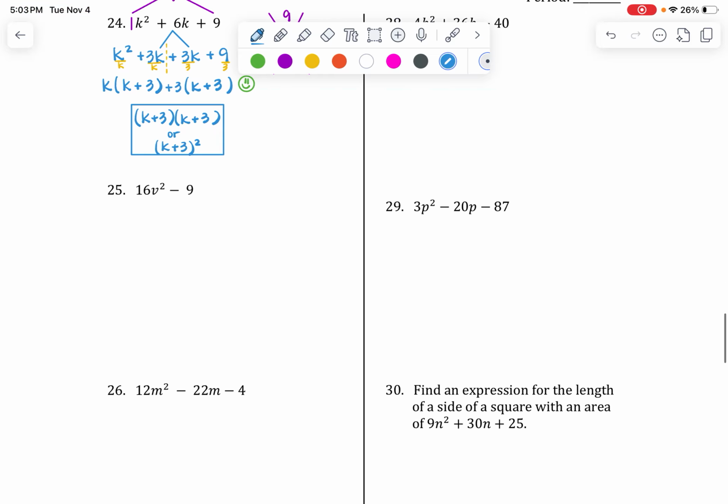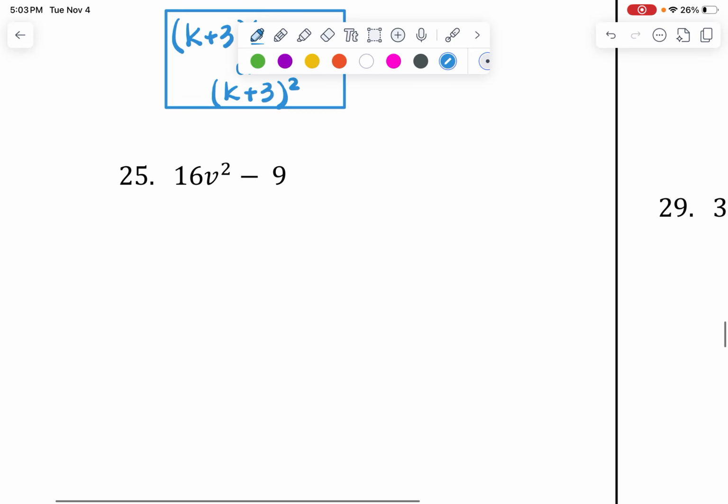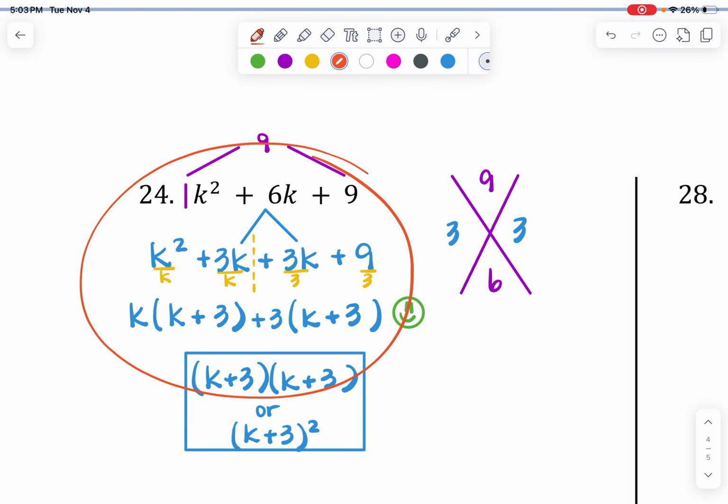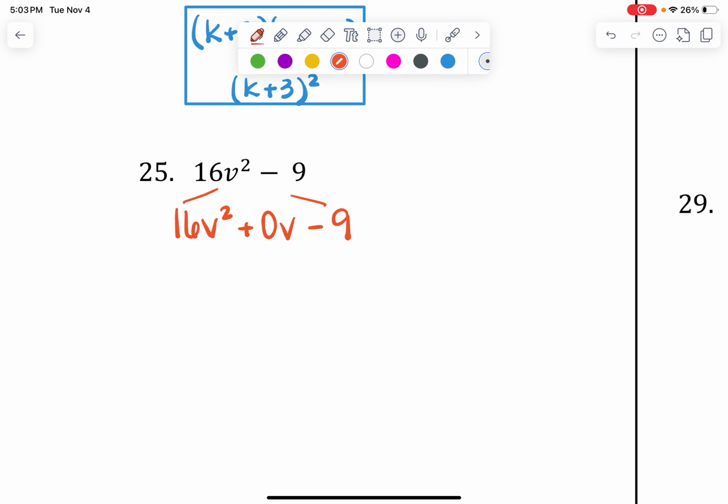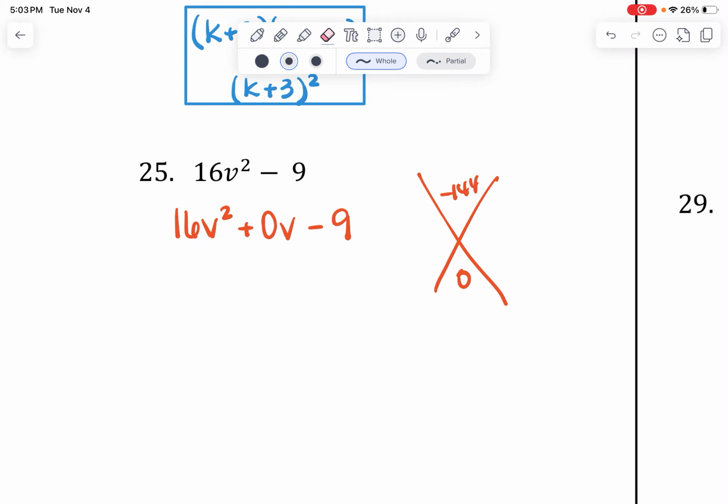All right, number 25. You have two options on number 25. You have the long way and you have the short way, right? The long way would be to recognize that there is no V term in the middle. So you can make a V term by just making it a 0V. And now you're right back to what we just did on this whole problem. It's absolutely no different, right? You're going to multiply the 16 times the negative 9, and you're going to ask yourself, what are the factors of negative 144 that add to give you the 0 in the middle? So you can totally work that the long way.